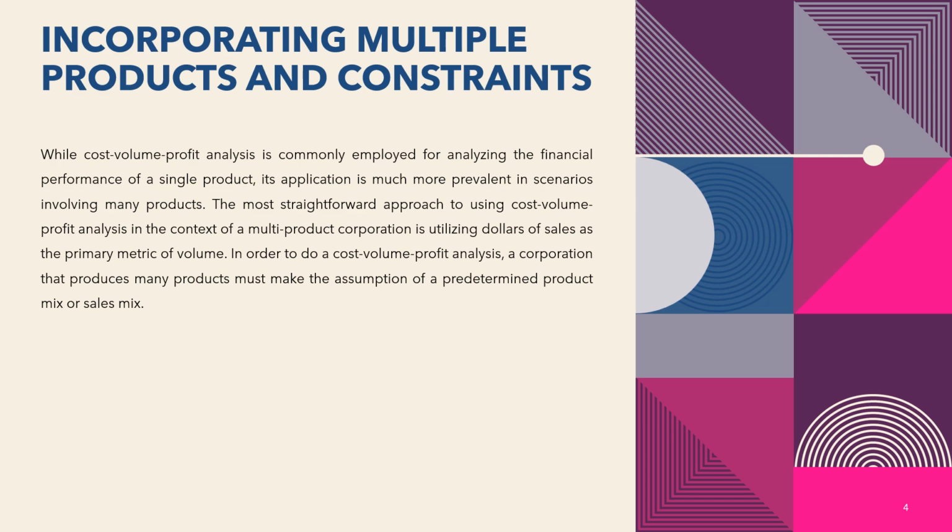So the incorporation of multiple products and constraints: while cost volume profit analysis is commonly employed for analyzing the financial performance of a single product, its application is much more prevalent in scenarios involving many products. The most straightforward approach to using cost volume profit analysis is in the context of a multi-product corporation that is utilizing dollars of sales as the primary metric of volume. In order to do a cost volume profit analysis, a corporation that produces many products must make the assumption of a predetermined product mix or sales mix.